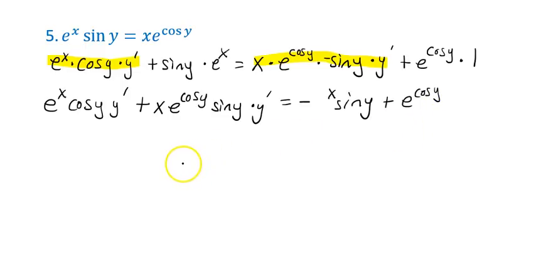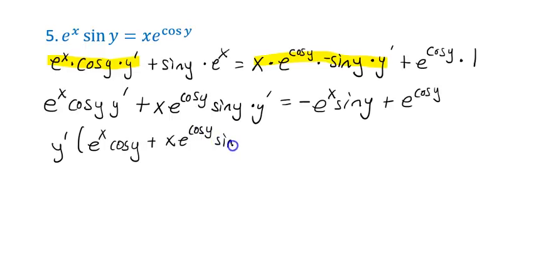So that one was a little nasty, but I do have my y primes on one side and everything else on the other, and somewhere I lost that e. Okay. Alright, so the parts that have the y prime, you want to factor that out. And I have e to the x cosine y plus x e to the cosine y sine y left. And then again, this whole side over here stays the same.